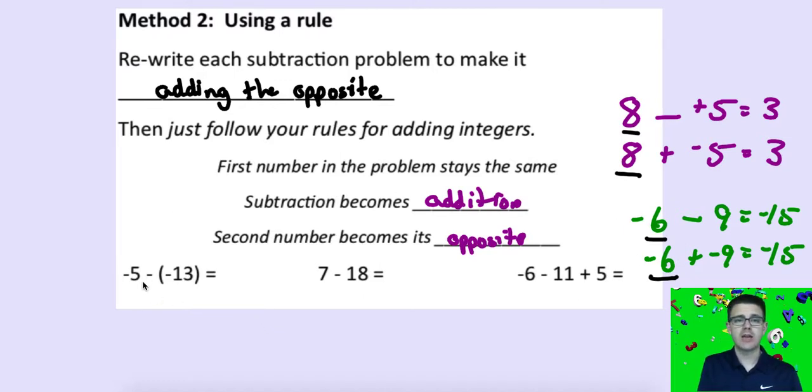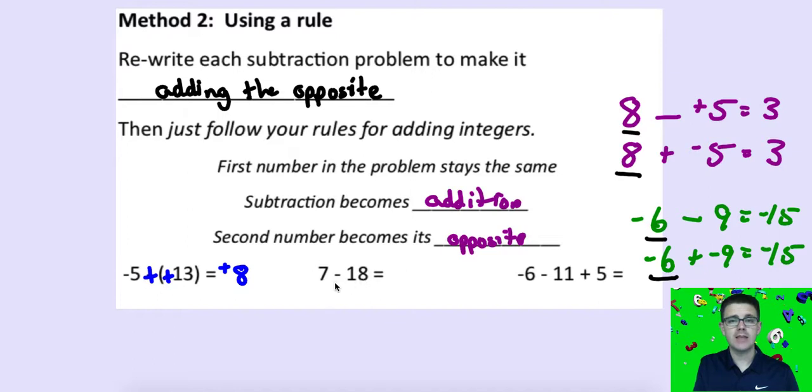So here's how I kind of scan through a problem. I leave the first number alone. Don't care if it's positive or negative, but anytime I see subtraction, I'm going to change it to addition, and the very next number becomes its opposite. It was negative, now it's positive. Then I go ahead and add negative 5 plus positive 13. They have different signs, so the positive is going to win because it's bigger. 13 minus 5 is 8.